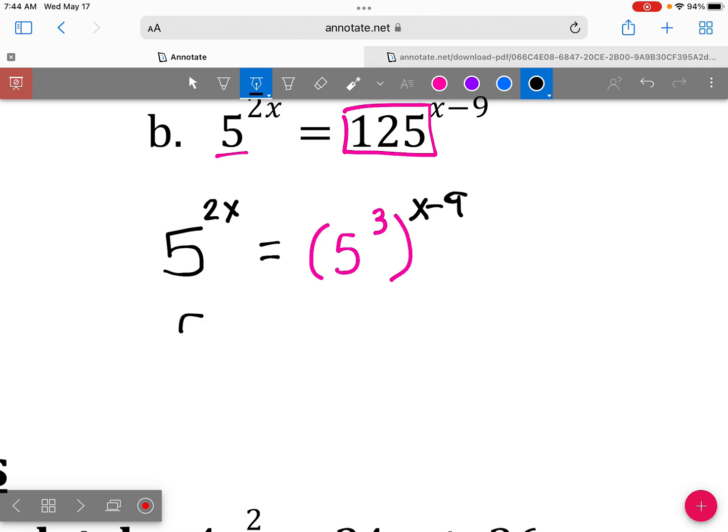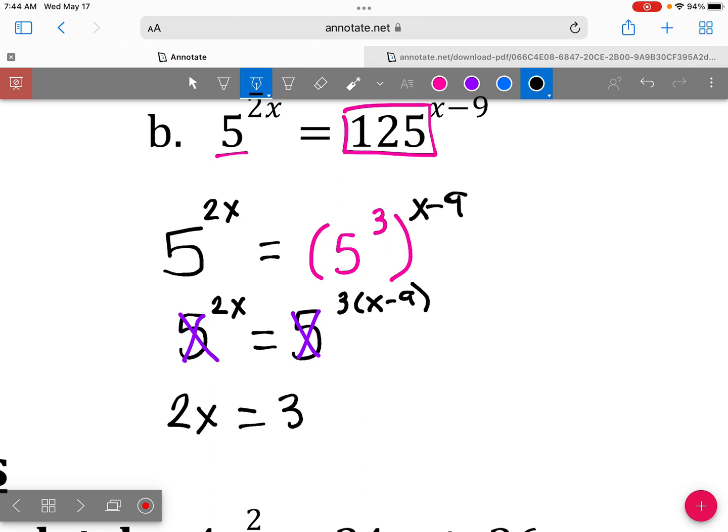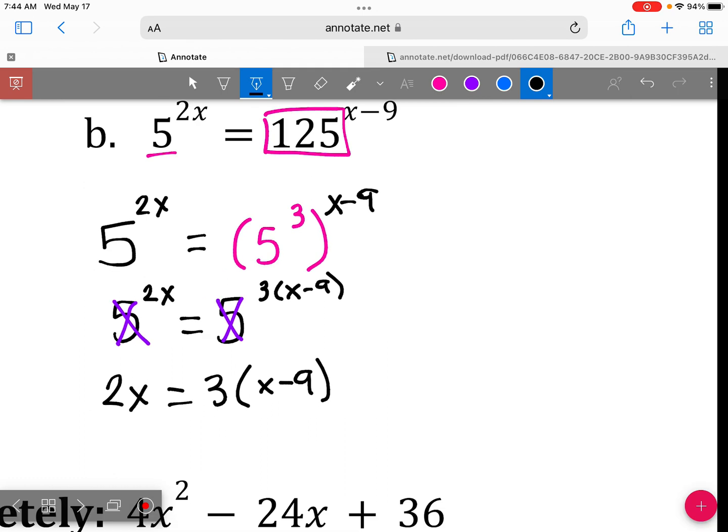Which means I can write this as 5 to the 2x equals 5 to the 3 times x minus 9. Which right now does not look better until we remember that if the bases are the same, they can just disappear and we're left with 2x equals 3x minus 9. If your bases are the same, just look at your exponents.